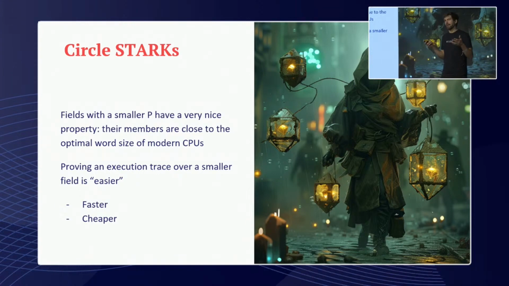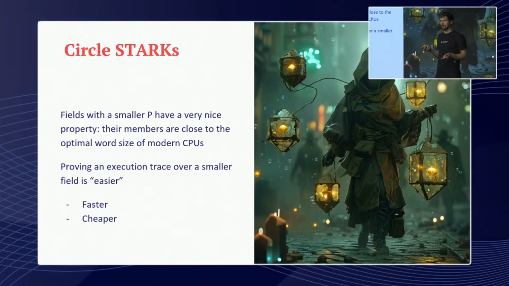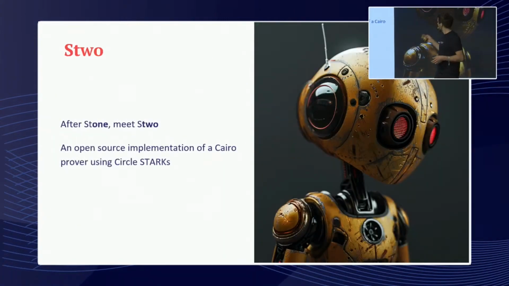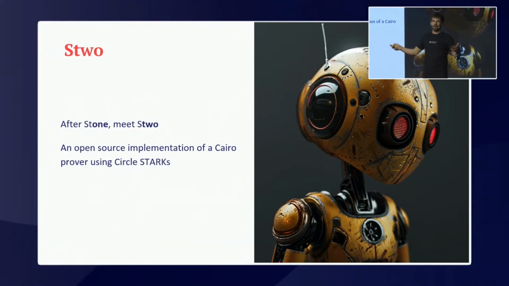So what does it mean to have easier proofs, right? It means you can generate proofs faster and you can generate proofs cheaper. Let's get into what that means exactly. So first of all, what is Stwo? After ST1, you get S2. Bad pun, I know, but it's okay.